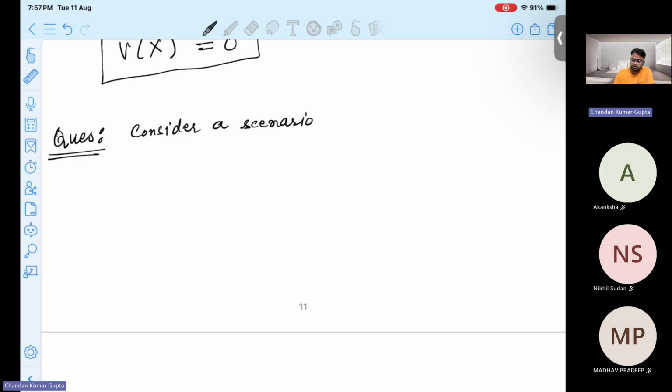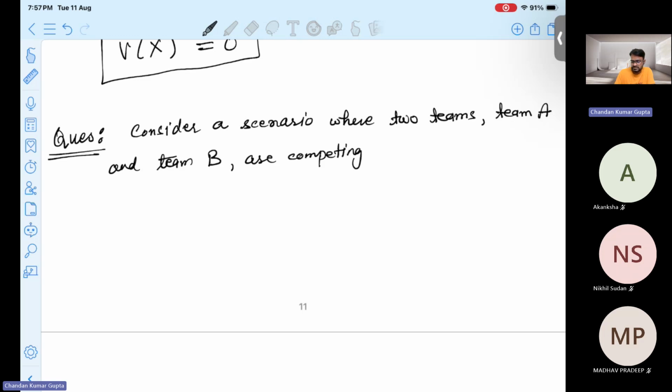Consider a scenario where two teams, team A and team B, are competing in a series of games. Each game is independent.